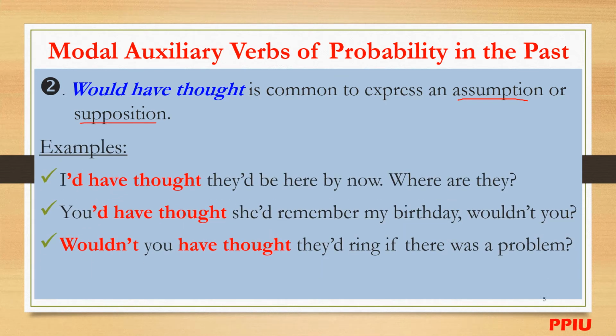Okay, you can see this example: I'd have thought they'd be here by now. Where are they? So we can say this is what you suppose or assume, that they would be here, but actually not. You cannot see them there, so you keep asking where are they?